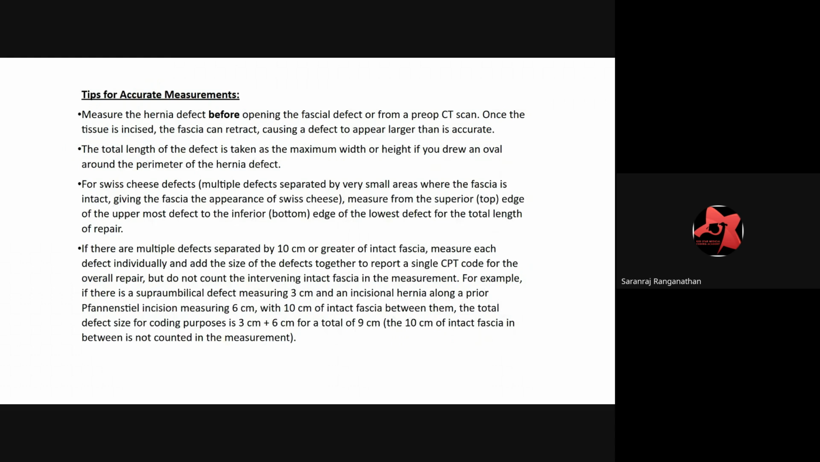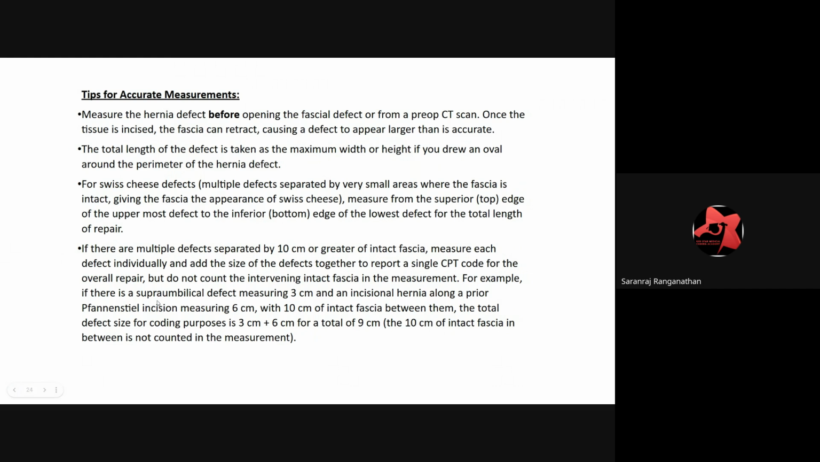Then if there are multiple defects separated by 10 centimeters or greater of intact fascia, measure each defect individually and add the defect sizes together to report a single CPT for the overall repair, but do not count the intervening intact fascia in the measurement. This one we already explained. If between the hernias there is 10 centimeters or greater, we have to calculate individually and give the code. So they have given an example.